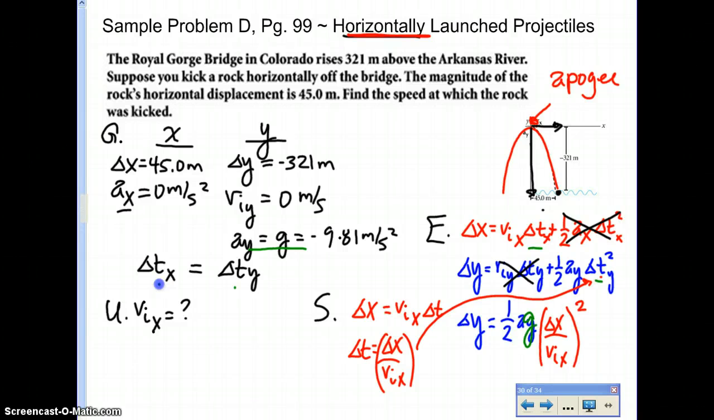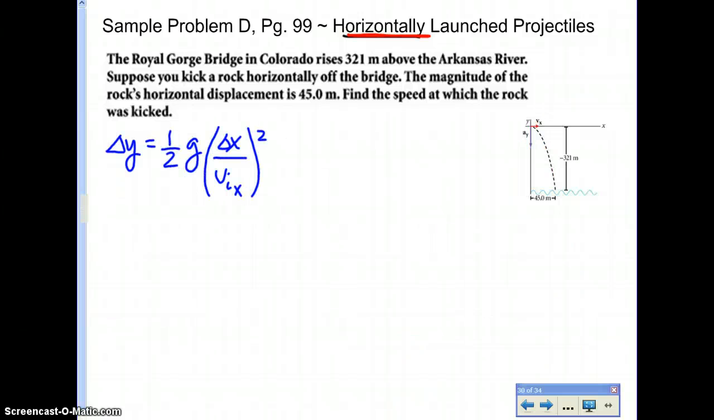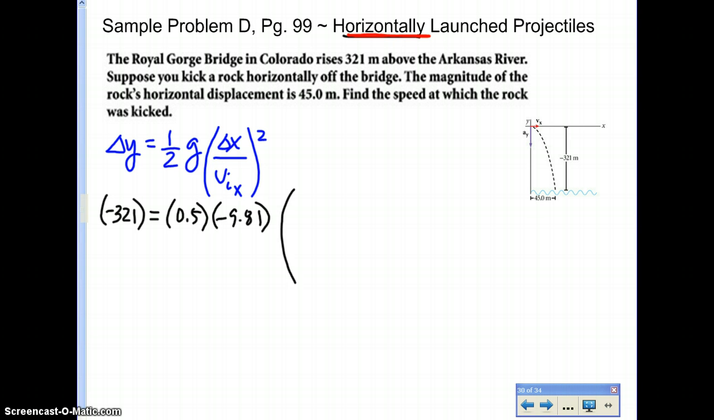So from there, we can start plugging in numbers. So I cleaned up my board a little bit here. We want to go ahead and plug in the numbers we were given. So we know that the delta y was negative 321 meters. We know that 1/2 is 0.5. We know that gravity is negative 9.81. We know that delta x is going to be 45. And we know that v initial x is what we're looking for, and that this whole thing is squared.